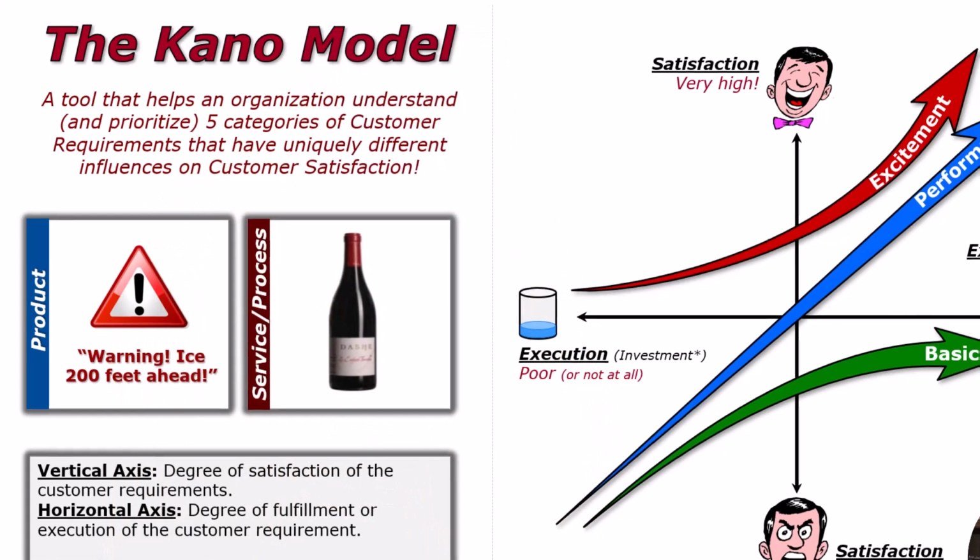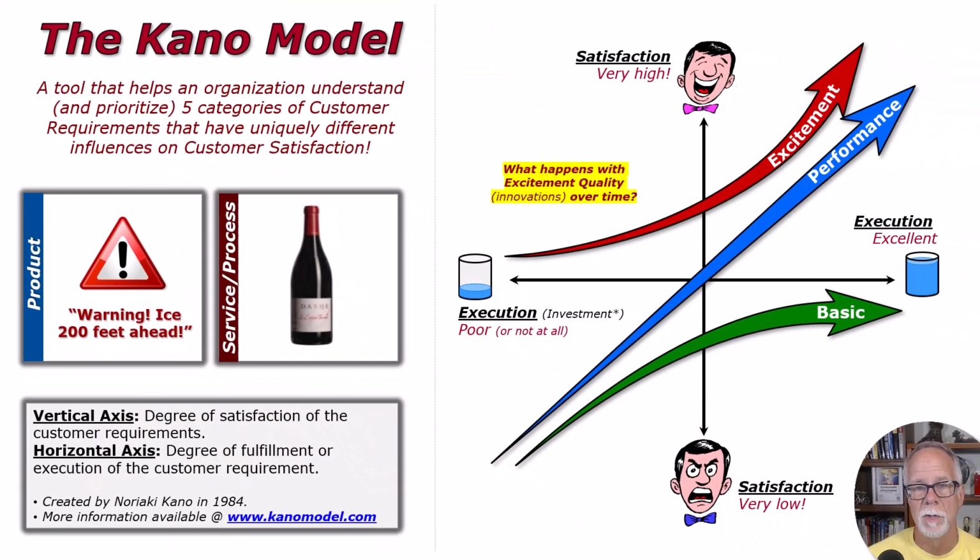Now, something interesting happens with excitement quality over time. What's exciting today will be asked for tomorrow and then expected. So they transition from excitement quality to performance to basic. At one point in time, your windshield wipers were an excitement quality. Now they're basic. So that's 3 of the categories.